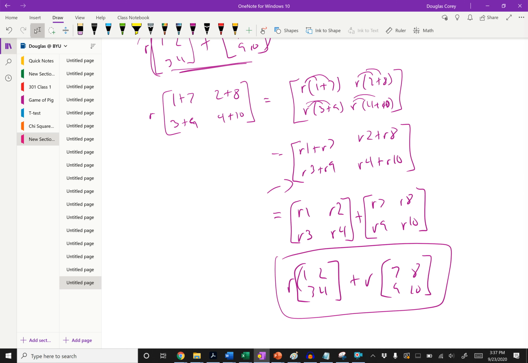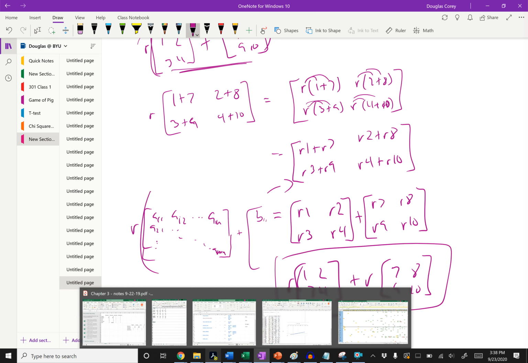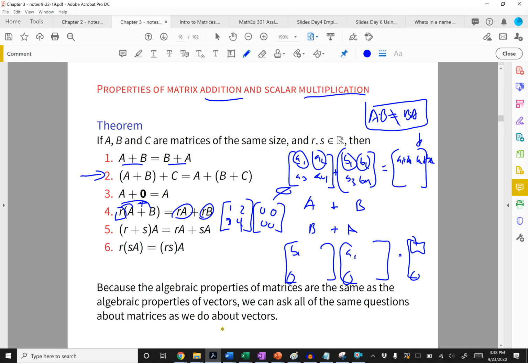The mathematician would just start with things like r times a1,1, a1,2, dot, dot, dot, a1,n, a2,1, and they would have lots of dot, dot, dots, down to a m,n, stuff like that. Then they'd have a b1,1. So they do that instead of just a 2x2 matrix, to cover all cases. All right, let's get back to here.